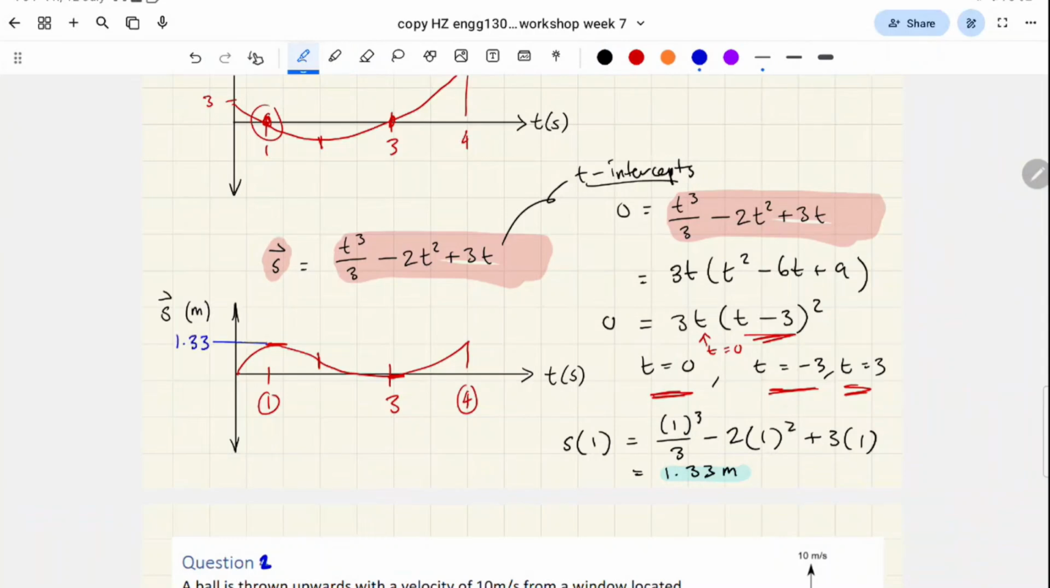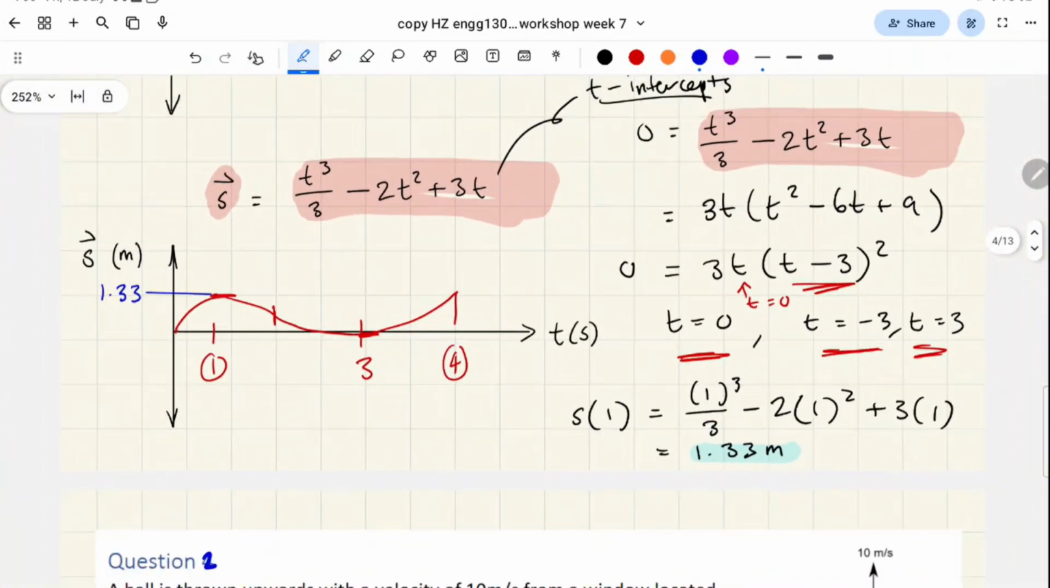The other one is s at t equal to 4. So let me just rub out the ones. If we plug in 4 instead, you're actually also going to find it's equal to 1.33 meters. Instead of writing it out again, because there's not much space on this page. That one's also 1.33 meters here. Is that all good? Okay.